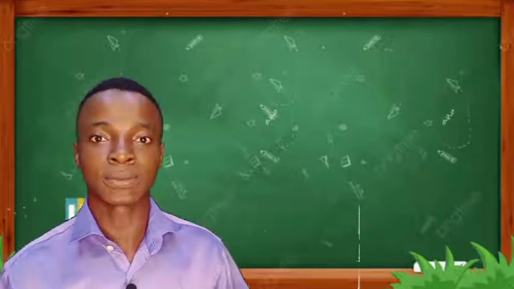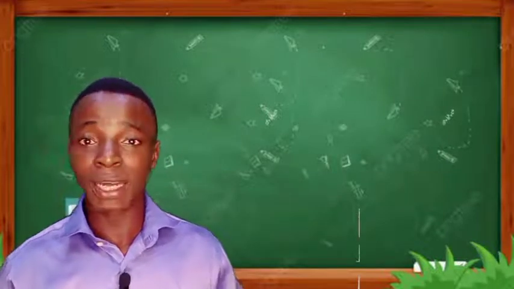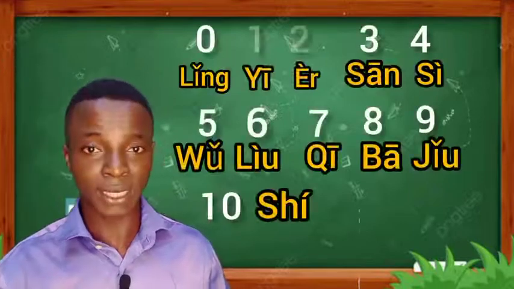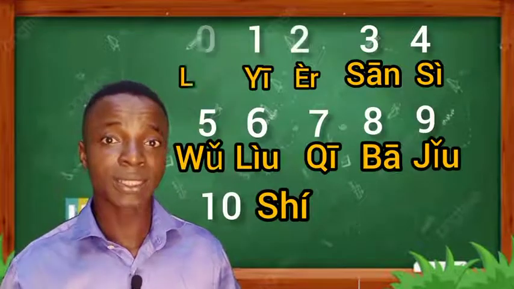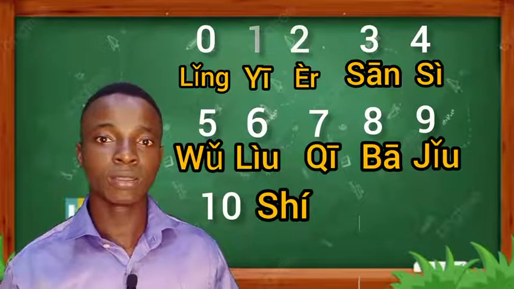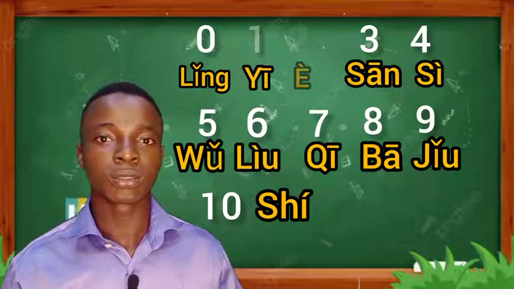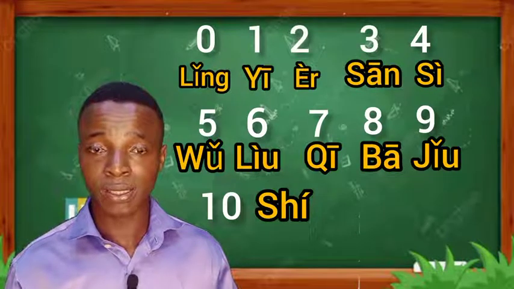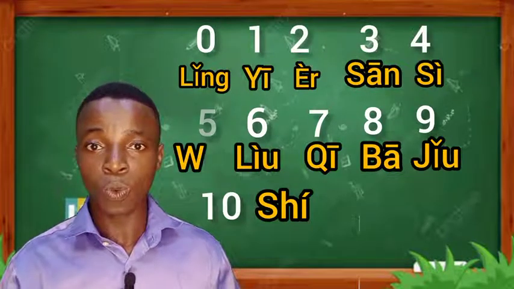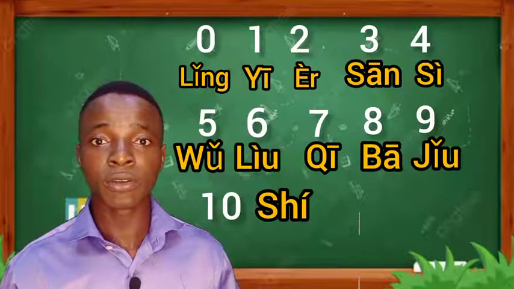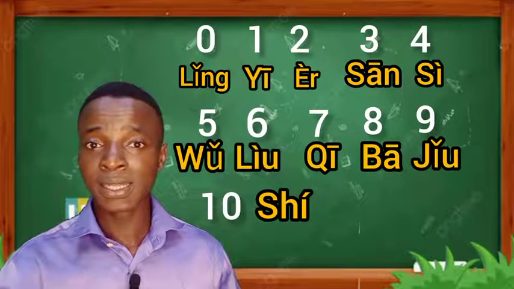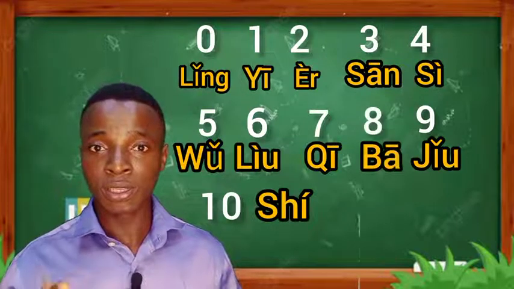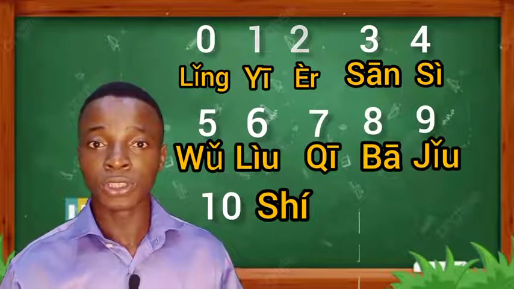Let's quickly start. Before we start learning how to count from 11 to 99, let's quickly review from 0 to 10. We have 零、一、二、三、四、五、六、七、八、九、十.